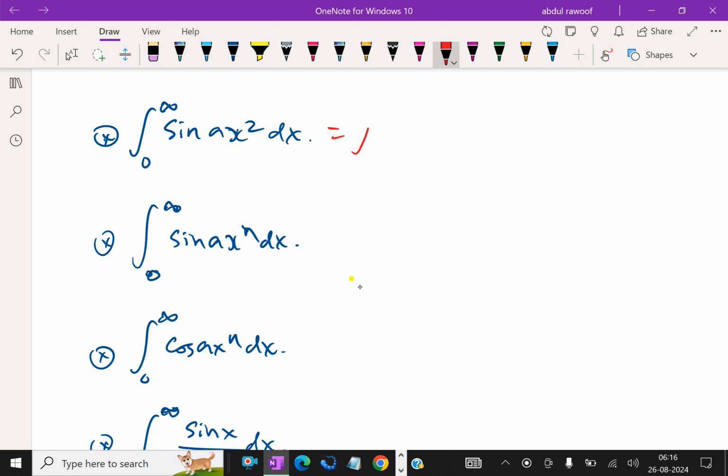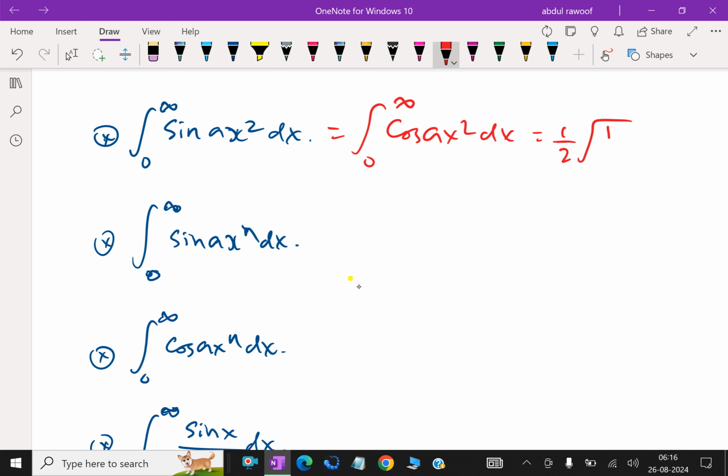integral 0 to infinity sine a x square dx is further equal to integral 0 to infinity cos a x square dx, equal to 1 by 2 square root of pi by 2a.